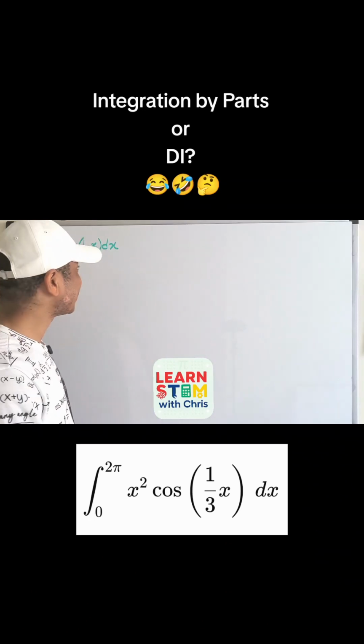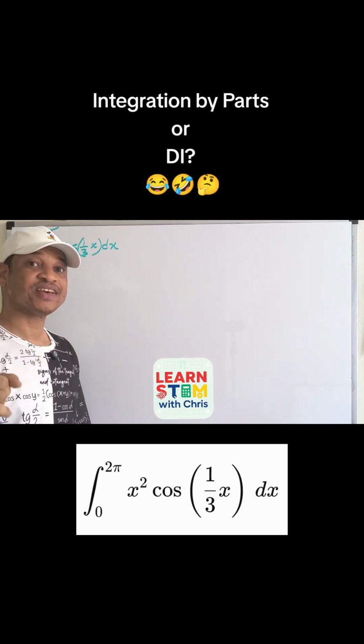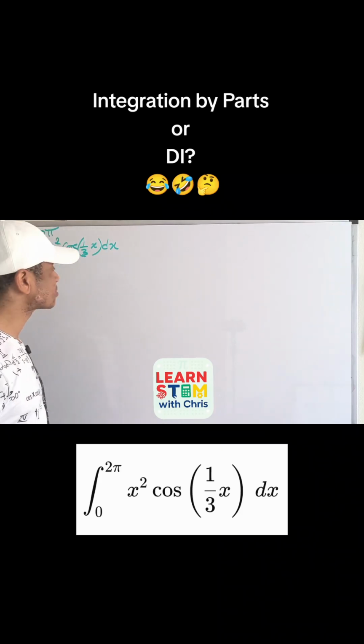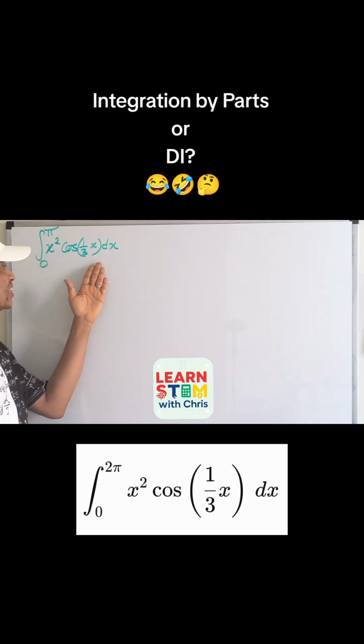So what do we have? Can you guess how many marks this question is? It is actually 7 marks, 6 or 7 marks. So we're told to integrate x squared cos 1 over 3x dx.